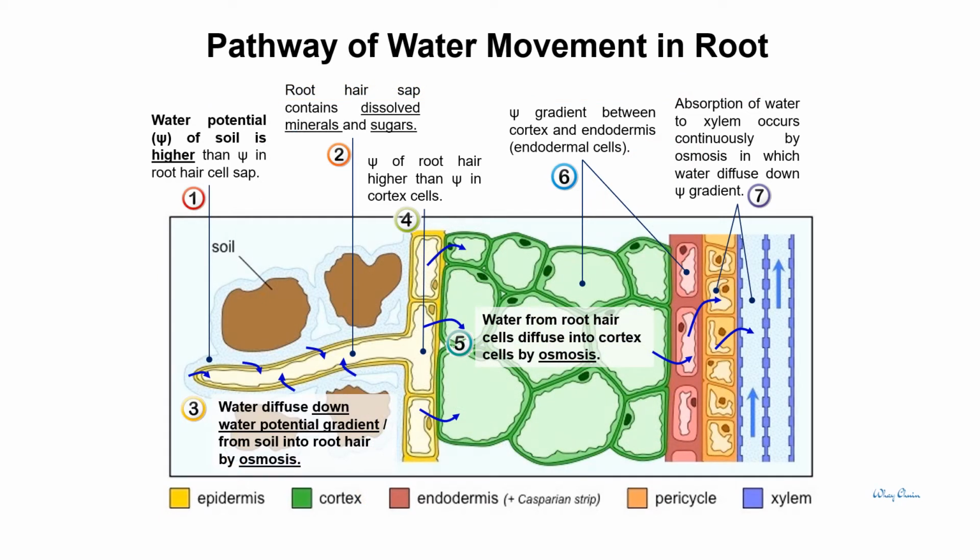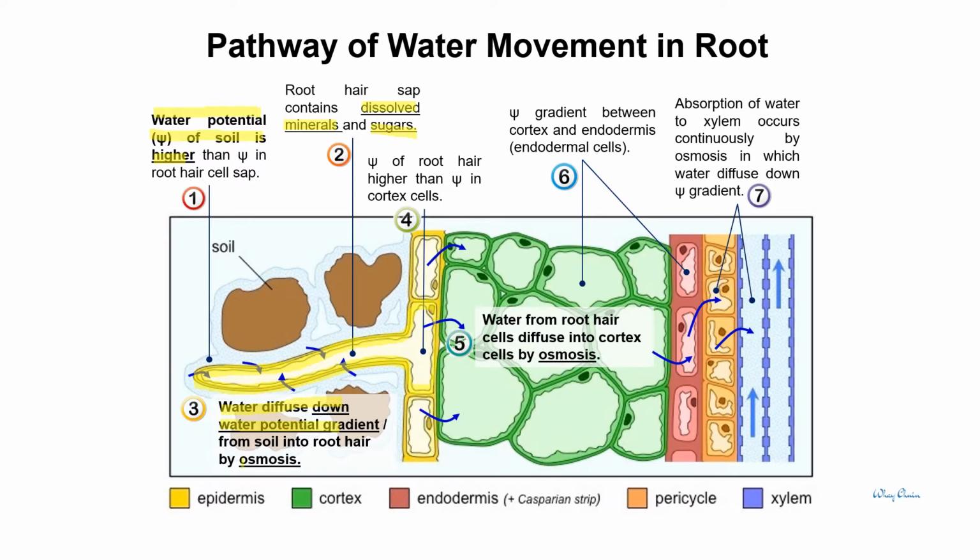Root hair cell is the specialized epidermal cell with the extended cytoplasm that can increase the surface area for water reabsorption. Water reabsorption occurs due to the higher water potential in soil solution. This is because the cell sap of the root hair contains higher solute concentration, which includes dissolved mineral ions and sugars.